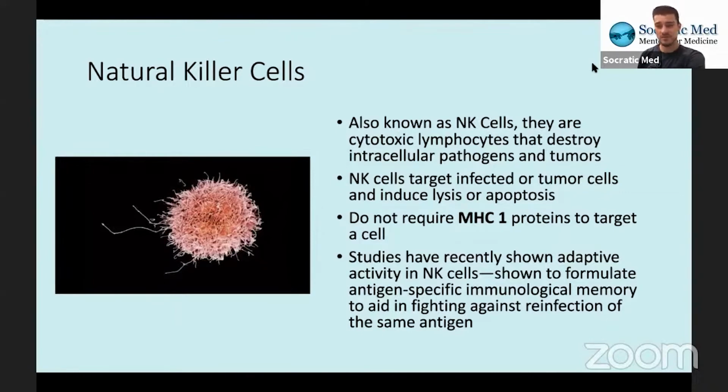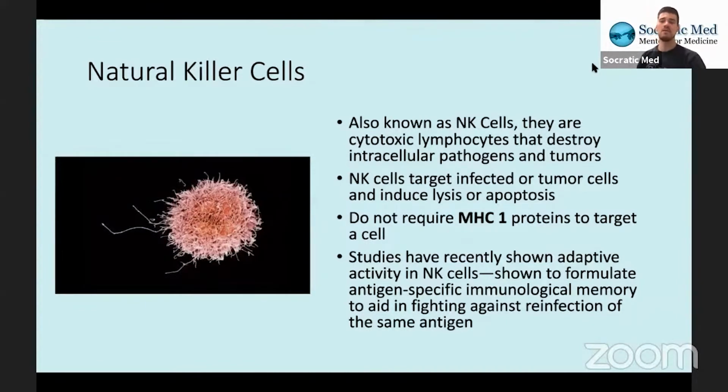Apoptosis, obviously we've studied, has to do with cascades coming from the mitochondria. It's just programmed cell death. But natural killer cells do have a way to induce apoptosis in those cells, and they do not require MHC I proteins to target a cell.